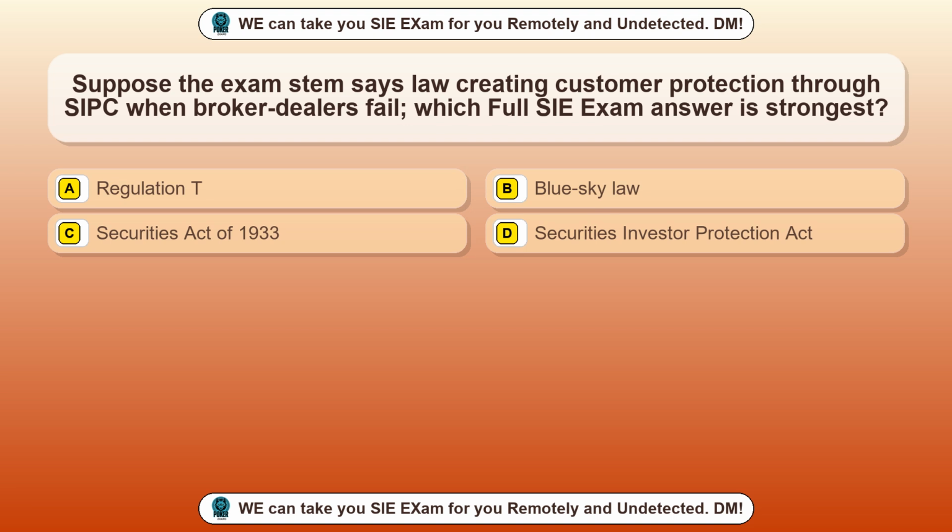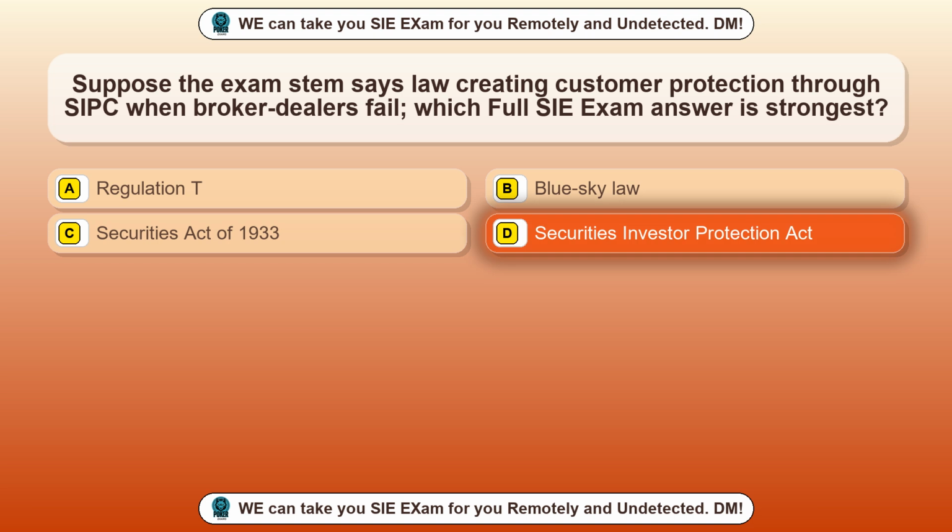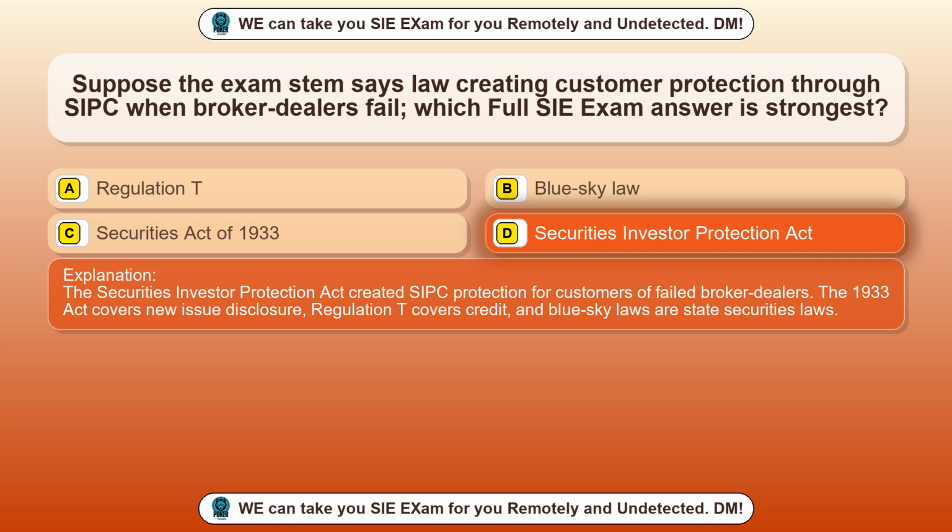Question 70. Suppose the exam stem says a law creating customer protection through SIPC when broker-dealers fail. Which full SIE exam answer is strongest? Option A, Regulation T. Option B, Blue Sky Law. Option C, Securities Act of 1933. Option D, Securities Investor Protection Act. The correct answer is option D, Securities Investor Protection Act. The Securities Investor Protection Act created SIPC protection for customers of failed broker-dealers. The 1933 Act covers new issue disclosure, Regulation T covers credit, and Blue Sky laws are state securities laws.